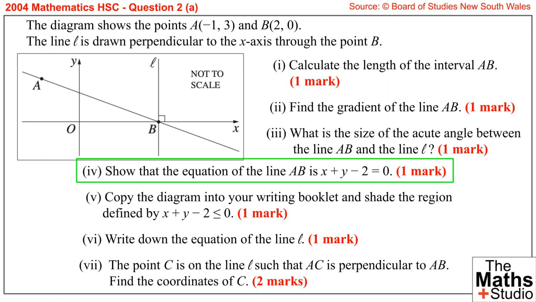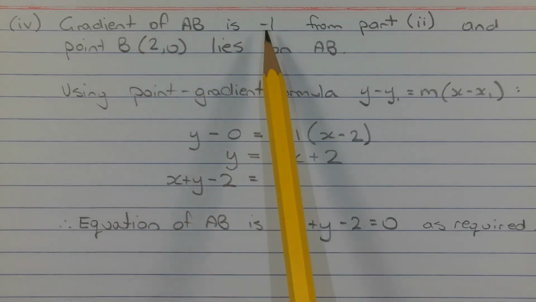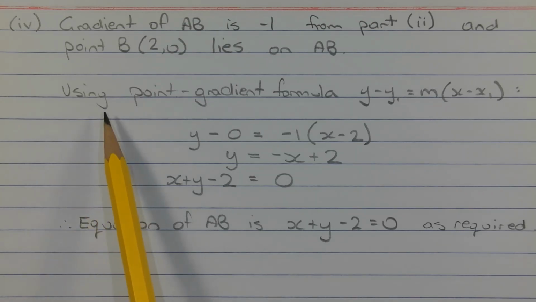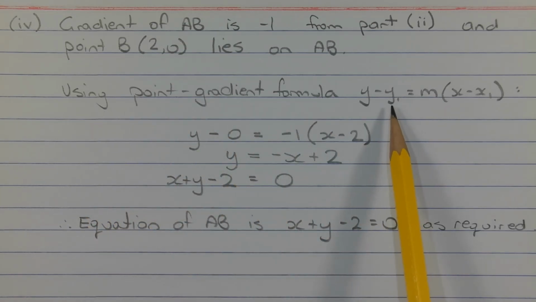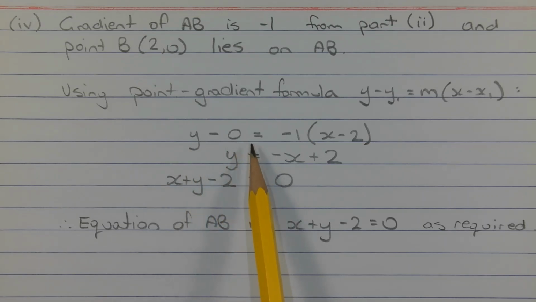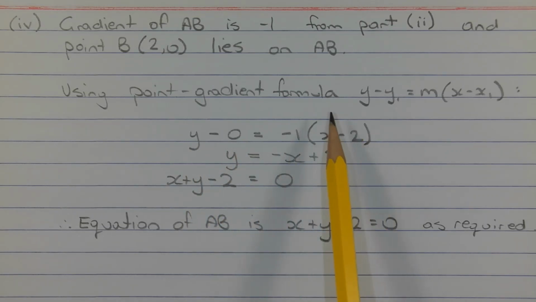Part 4. Show that the equation of the line AB is x plus y minus 2 equals 0. The gradient of AB is -1, which we found in part 2, and point B(2, 0) lies on AB. So we have a point, we have a gradient. So using the point gradient formula, y minus y1 is equal to m times (x minus x1), to find the equation of the line through AB, we get y minus 0 equals -1 times (x minus 2). Expanding the brackets on the right hand side, we get y equals -x plus 2.